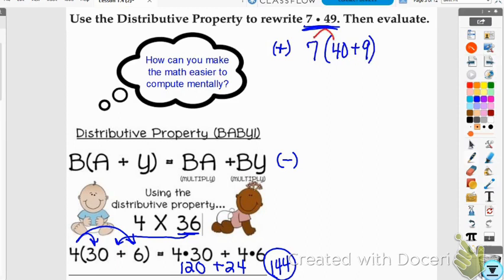So this is going to be 7 times 40 plus 7 times 9. So 7 times 40, that's a nice 280. 7 times 9 is 63. And if I add those together, I get 343.